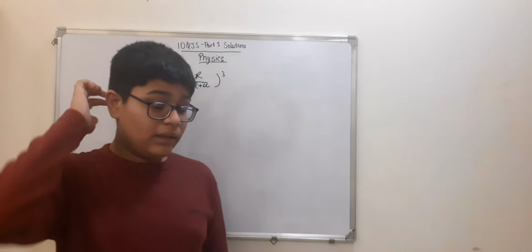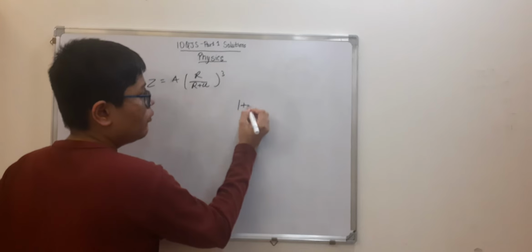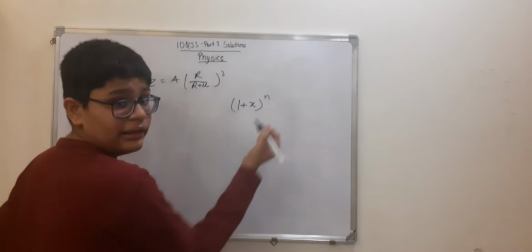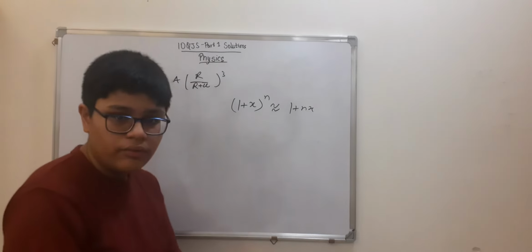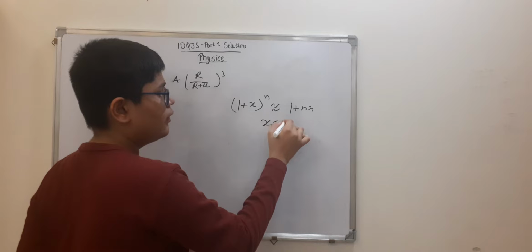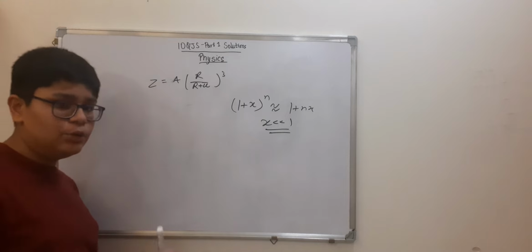But now you know something called a binomial approximation, that (1 + x)^n can be approximated as 1 + nx when x is very much less than 1, right? So we have to use this here.